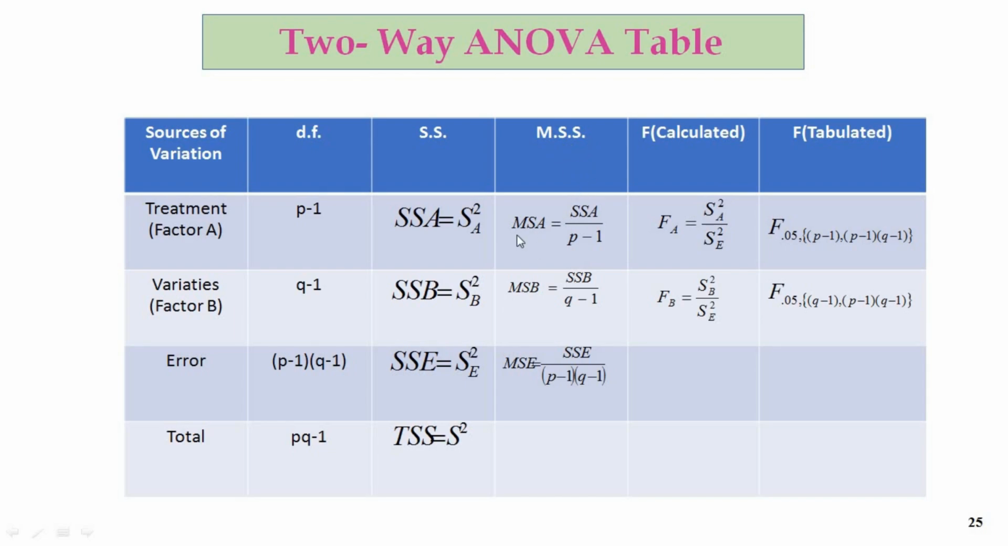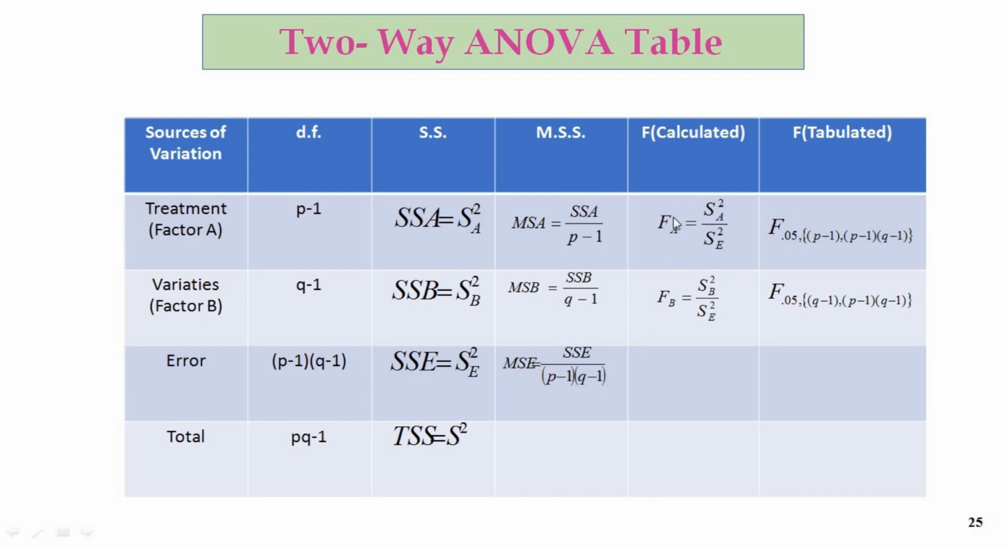And mean sums of square for factor A, which is denoted by MSA, is equal to SSA by the respective degrees of freedom P minus 1. And this we can also write as small s square A. And mean sums of square for factor B, which is MSB, is equal to SSB by Q minus 1. And MSE, mean sums of square for error, is equal to SSE by P minus 1 into Q minus 1.